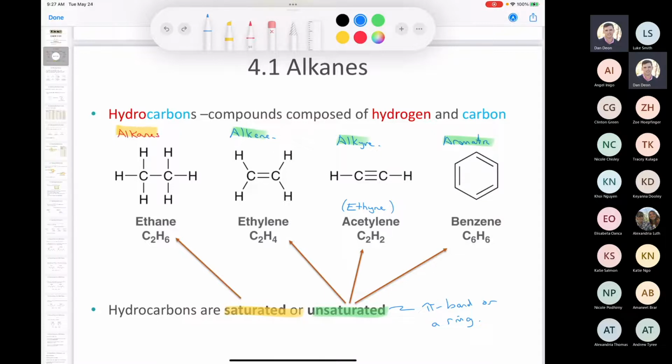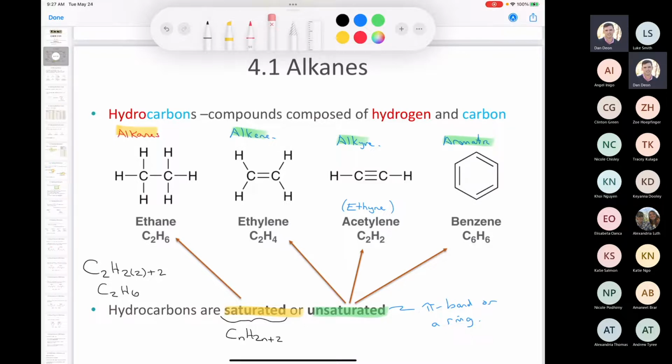If you're wondering, is there a formula that I can use to predict the maximum number of hydrogens that I could have for a given number of carbons? The answer is yes, there is a formula. The formula that we use for saturated hydrocarbons is CnH2n+2. So you see that we have 2 carbons here, so n is 2. For H, you take 2 times 2 plus 2. 2 times 2 is 4, 4 plus 2 is 6, so you get C2H6.